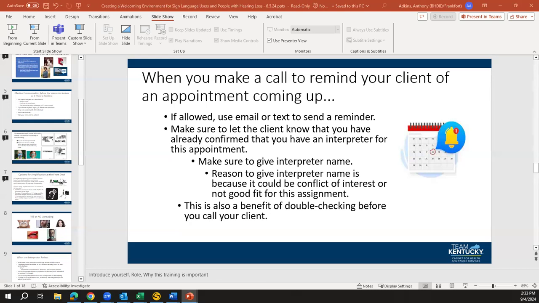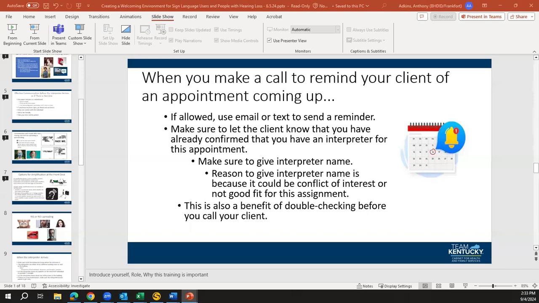You know, that's not really the deaf person's responsibility to do that. But at the same time, if there's a conflict and they see this interpreter's name in the confirmation, they have the opportunity to call you and say, oh, this is not an appropriate interpreter for my appointment. Please get a different interpreter. So we do emphasize that when you confirm that you have an appointment, please let them know, yes, we have an interpreter scheduled. And then if you have the name of the interpreter, go ahead and include that.